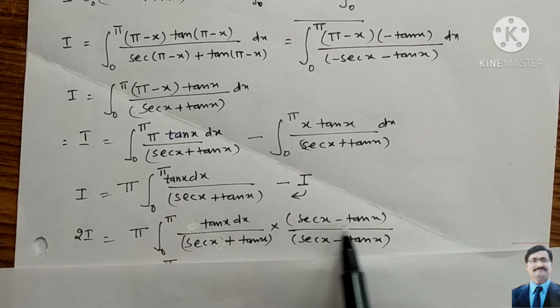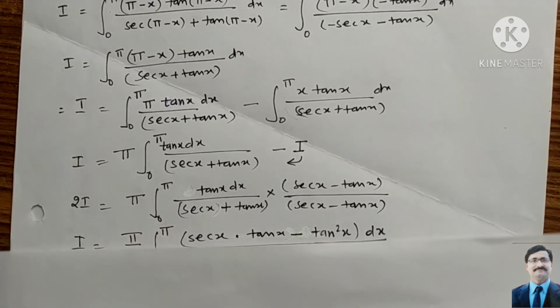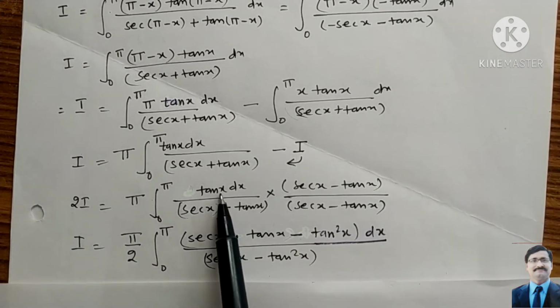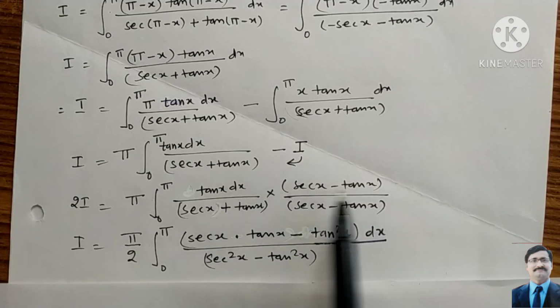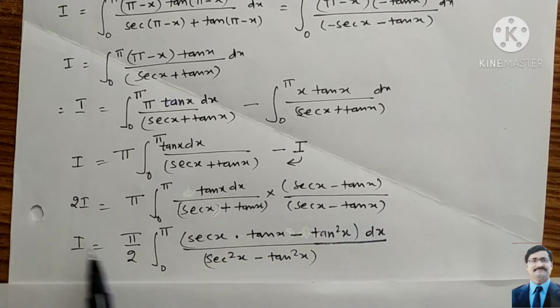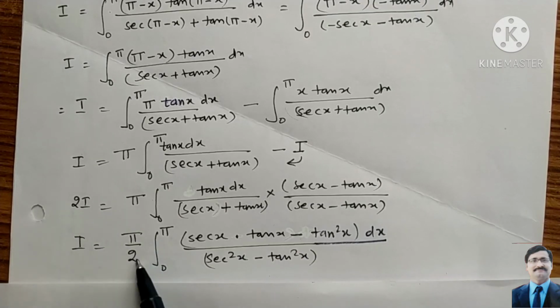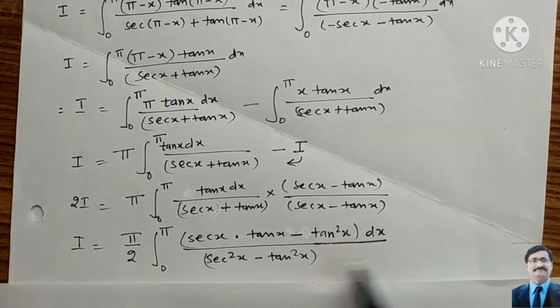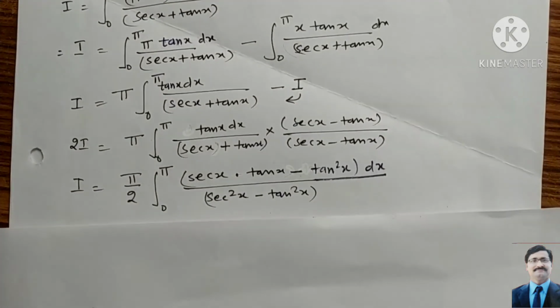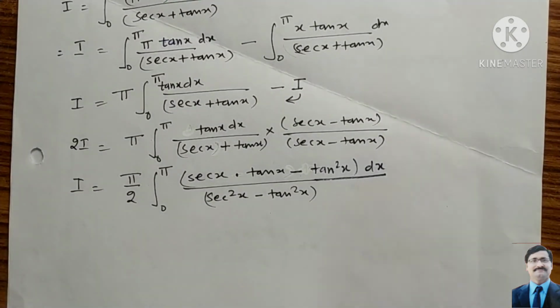This we multiply by sec x minus tan x and divide by sec x minus tan x. After this we can write sec x into tan x minus tan square x. So we get I equal to pi by 2, integral from 0 to pi of sec x tan x minus tan square x dx upon sec x plus tan x times sec x minus tan x, which we can write as sec square x minus tan square x, and we know this value is 1.